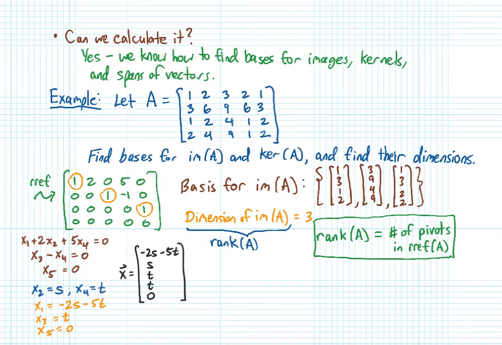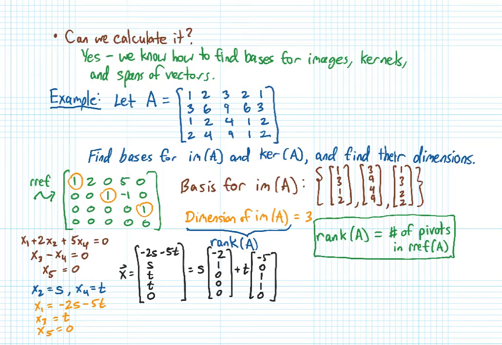So we collect the equations for x1, x2, x3, x4, and x5 together into a single vector, and then we can split this vector into 2 terms, one term that has an s in front of it, and another term that has a t in front of it. So when we write the solution this way, we're actually expressing the kernel of A as the span of 2 vectors. And those vectors will automatically be linearly independent.